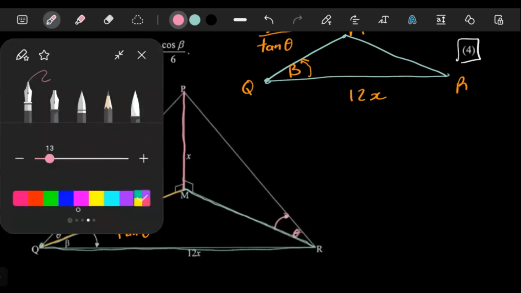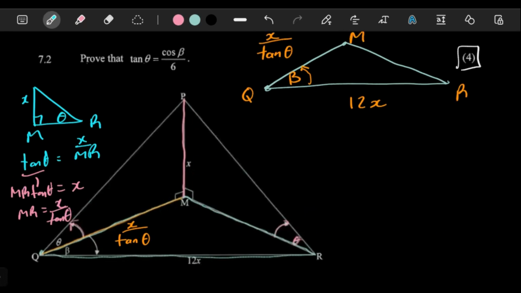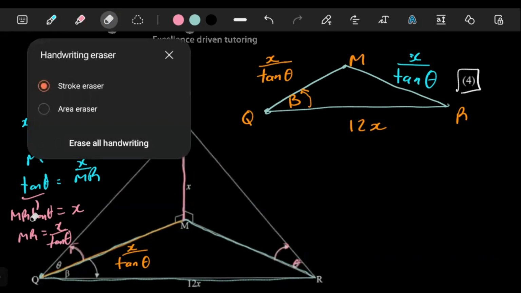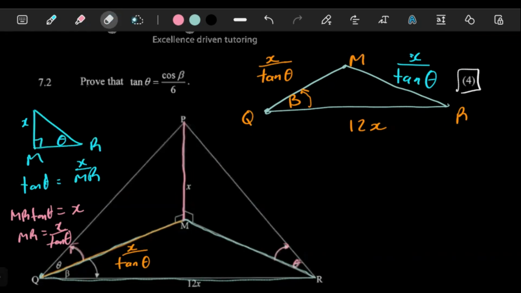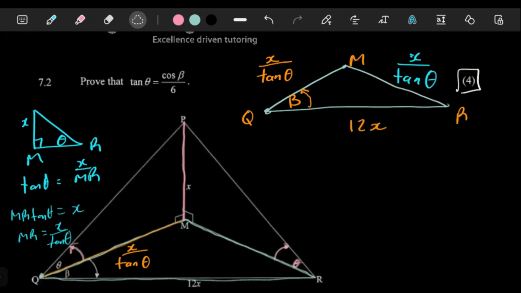Okay, so this was some quick thinking. So MR here we're going to make x over tan theta also. That is what this has come out as. We literally just showed here that MR is also x over tan theta. Let me remove this part just so that we don't confuse anybody, and I might as well color code this with the blue.